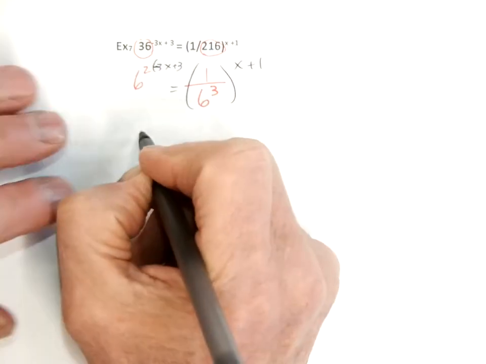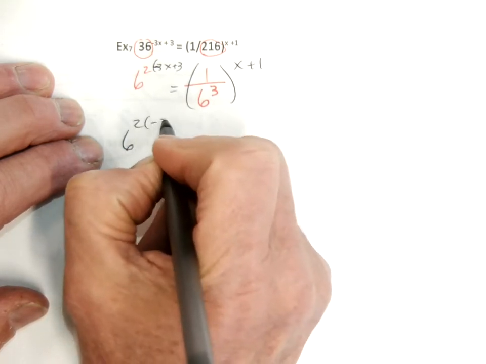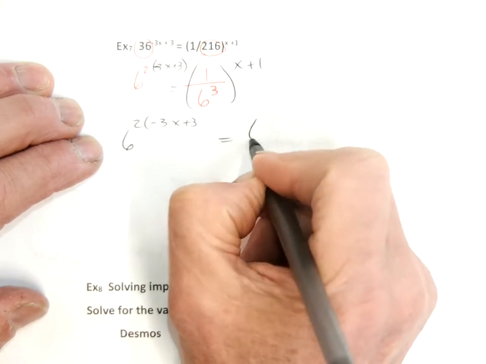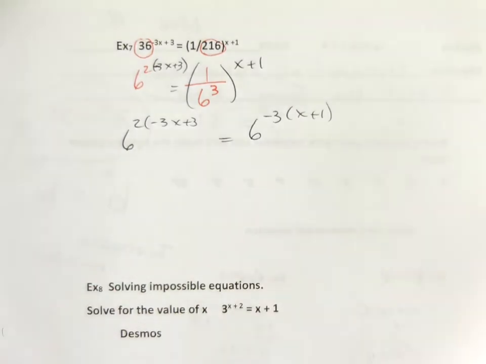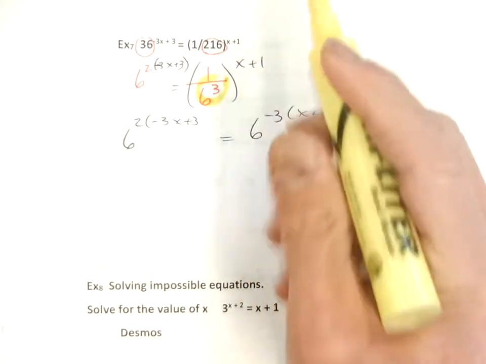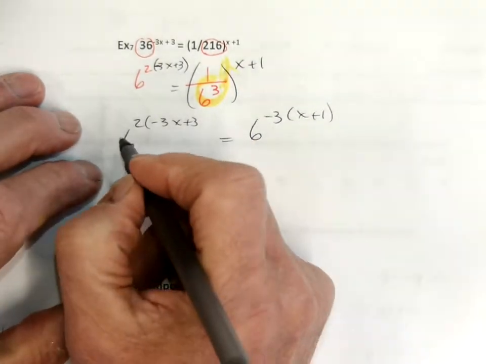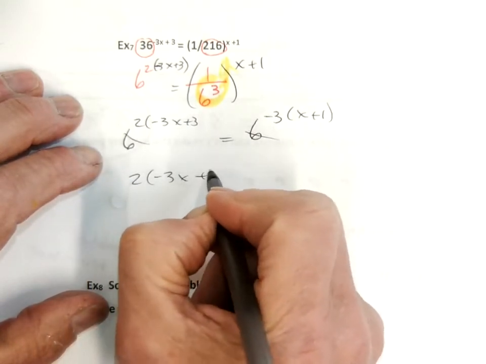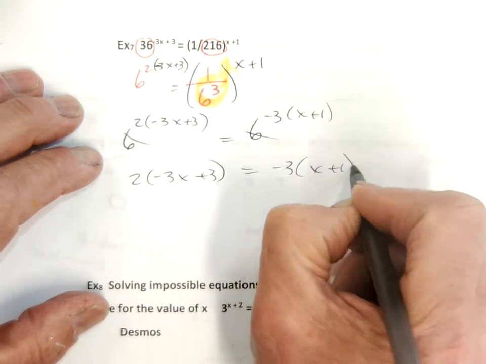Now, I'm going to do this. I'm going to go 6 to the 2 times my negative 3x plus 3 equals 6 to the negative 3 times x plus 1. So I wanted to bring it up. To bring the 6 up, it became a negative exponent, okay? And now I'm going to get a 2 times a negative 3x plus 3 equals a negative 3 times an x plus 1. This is a hard one.